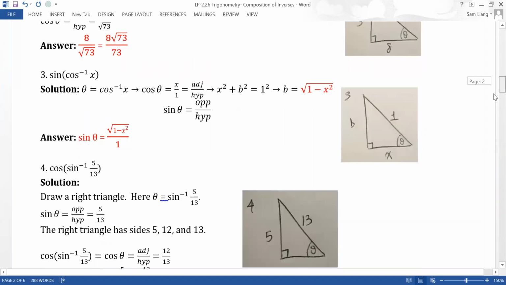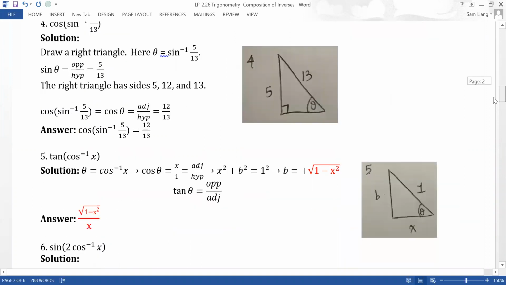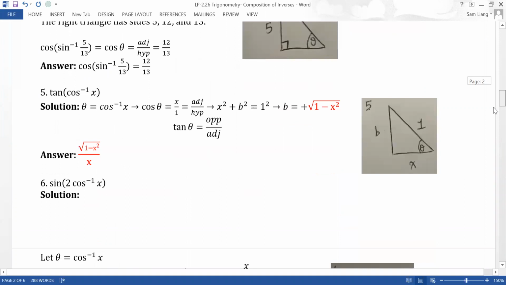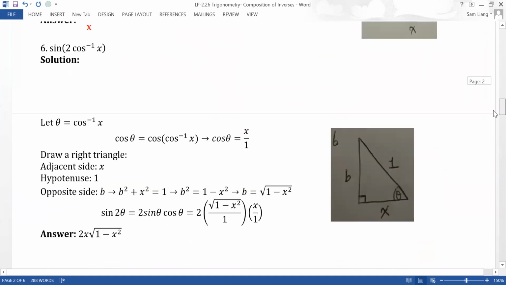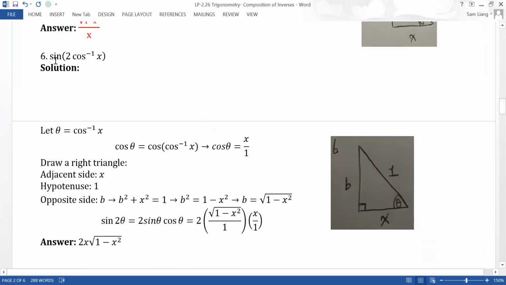Okay. So, let me get to question 6 now. I'm going to skip 4 and 5 because they're similar to what we've seen earlier. 6 is different because we're actually going to end up using a double angle formula. So we have sine of 2 arc cosine x. Okay, we're going to start with the same thing. We're going to let theta equal the inside function, which is arc cosine of x. And then you take the cosine of both sides, you get cosine theta equals just x, right? Or that'll translate to cosine theta equals x over 1.